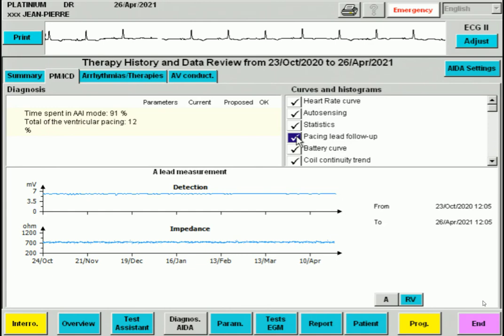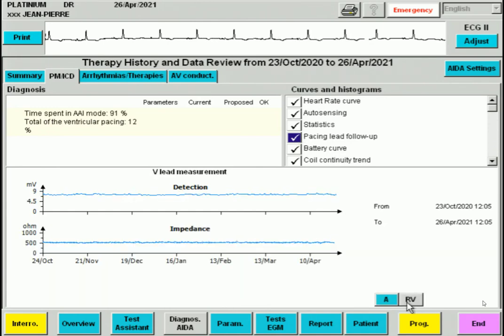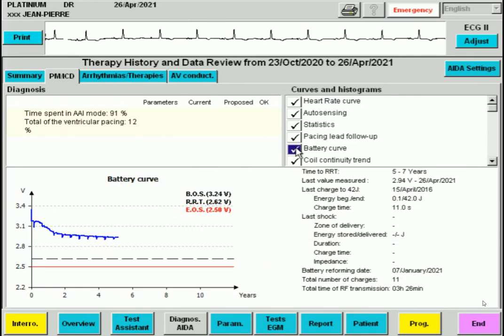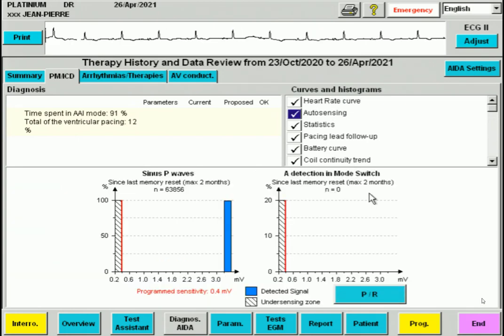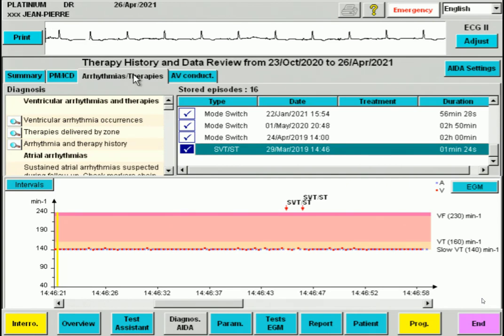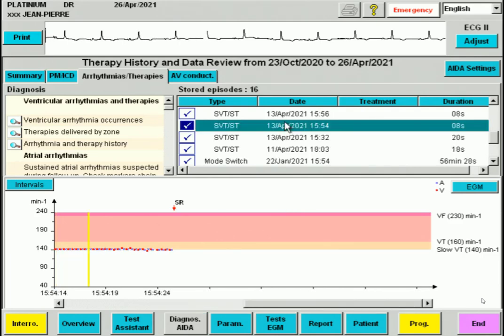Here we see the sensing and impedance curves of the 2 leads, atrial and ventricular, the battery curve and the RV coil continuity trend, which are both normal. The ICD functions very nicely in terms of detection, so it will be able to show us if any episode occurred on the next screen. We observe that the device has only detected episodes of the type SVT-ST, with the date, hour, duration of the episode.